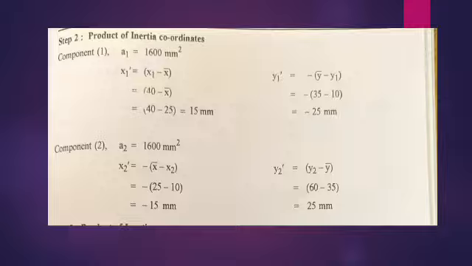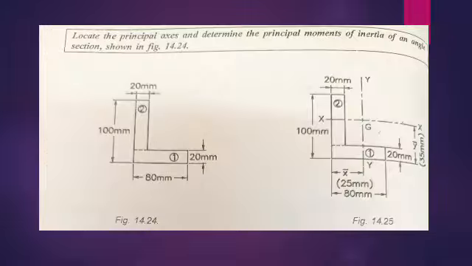How do we calculate the coordinates? Here we have two components, both are rectangular components. First, we have to find in which quadrant our component is present. For that we have to locate the centroid in our diagram. Here, figure 14.25 shows the location of the centroid. We obtain the value for x bar as 25 mm and y bar as 35 mm. Therefore, we locate the centroid G in the angle section.